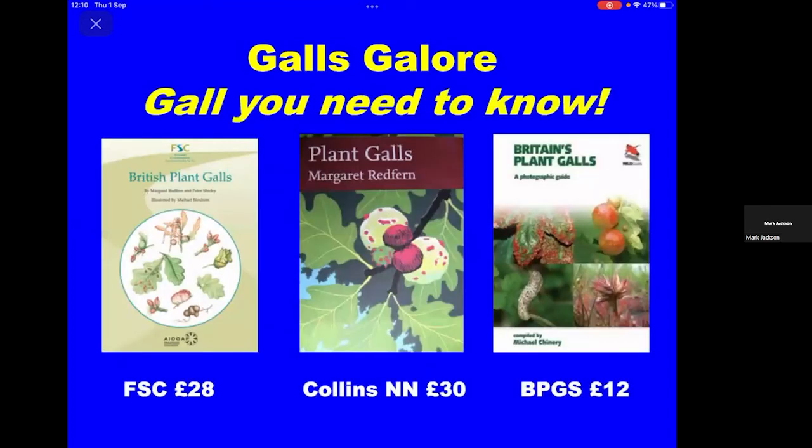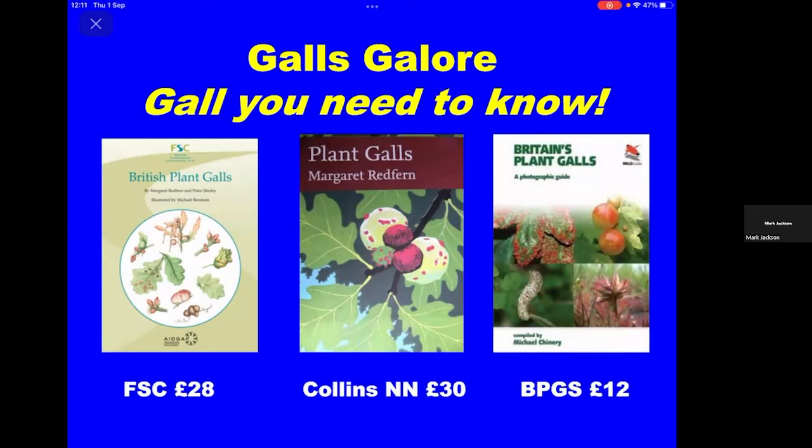If you want some literature, I can thoroughly recommend Margaret Redfern's Plant Galls. Much more about the relationship to people and how galls are used and so on. Much more scientific stuff, with food webs and all the rest of it. Very comprehensive, best thing ever written on galls, in my opinion.